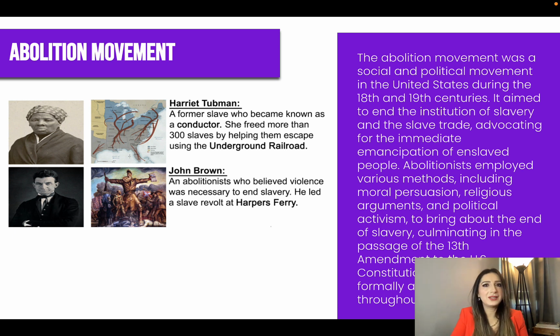Another abolitionist is John Brown. He was known for violence. He said the only way to end slavery is through violence. So he led a slave revolt at Harper's Ferry. And so he's famously known for saying the only way to end slavery is through violence.